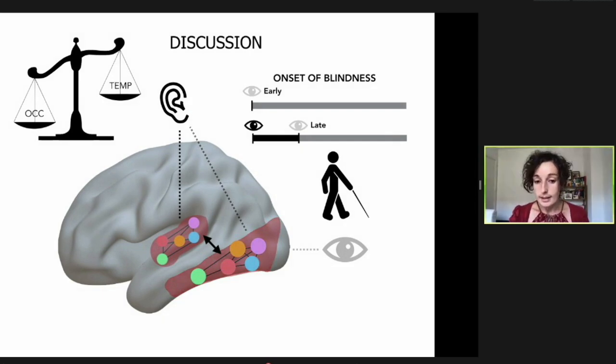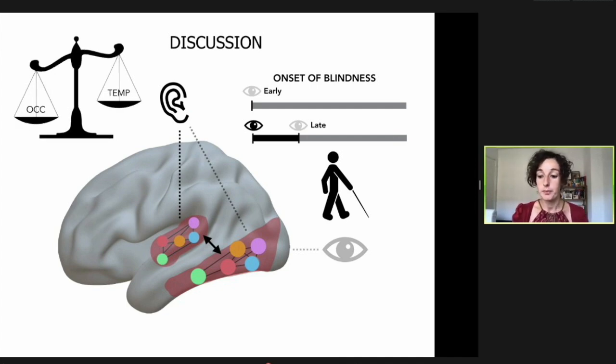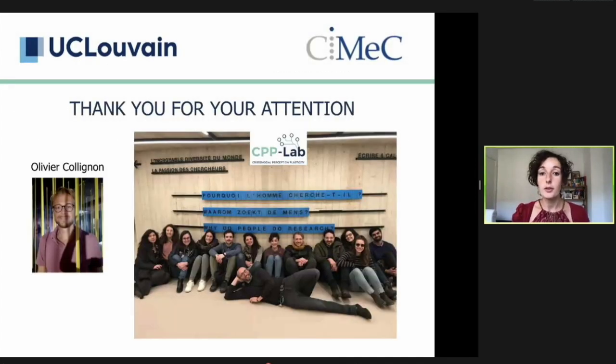This suggests that a late onset of blindness has not a qualitative impact on the brain reorganization, but might quantitatively reduce it. And with this, I thank you for your attention, and also my supervisor and my lab.